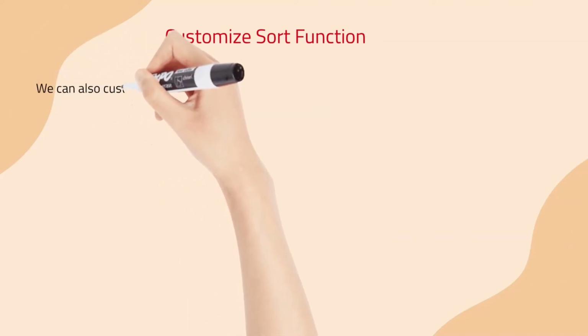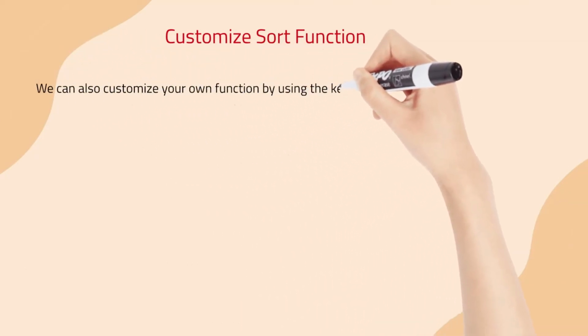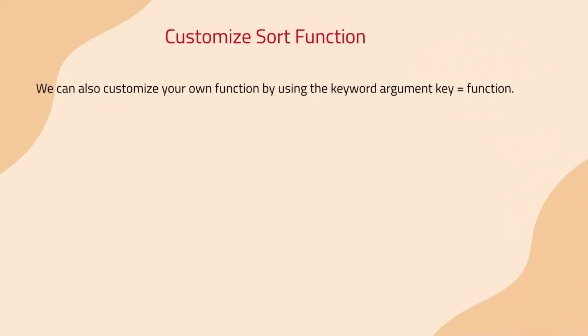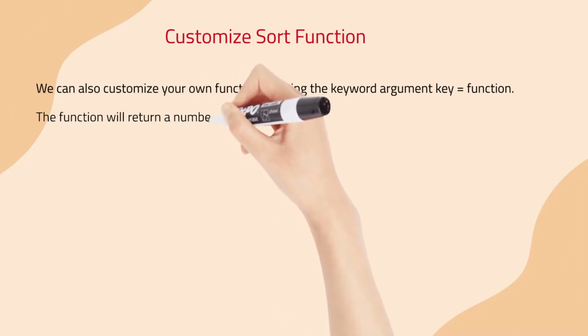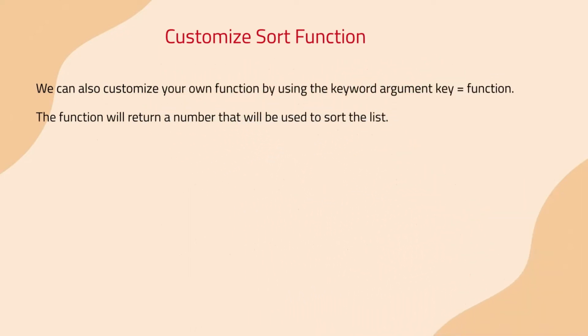We can also customize our own function by using the keyword argument key equals function. The function will return a number that will be used to sort the list. We will discuss with an example in the practical.